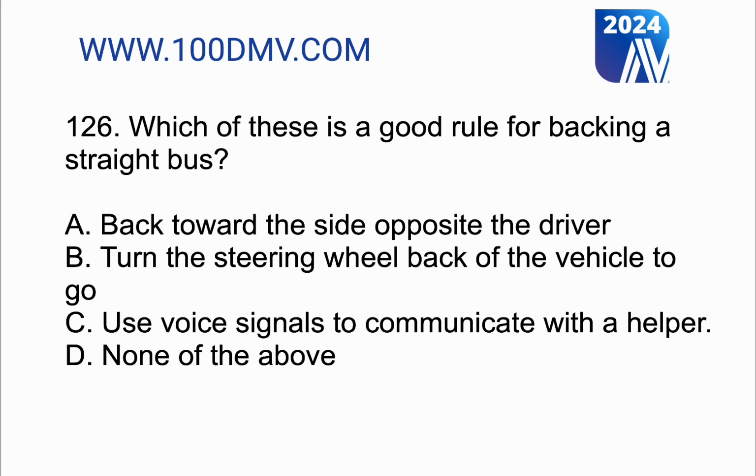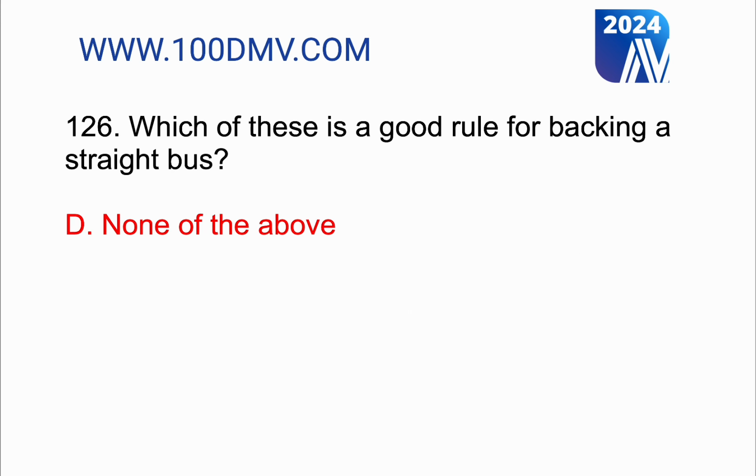126. Which of these is a good rule for backing a straight bus? A. Back toward the side opposite the driver. B. Turn the top of the steering wheel toward the direction you want to go. C. Use voice signals to communicate with a helper. D. None of the above. The correct answer is D, none of the above.